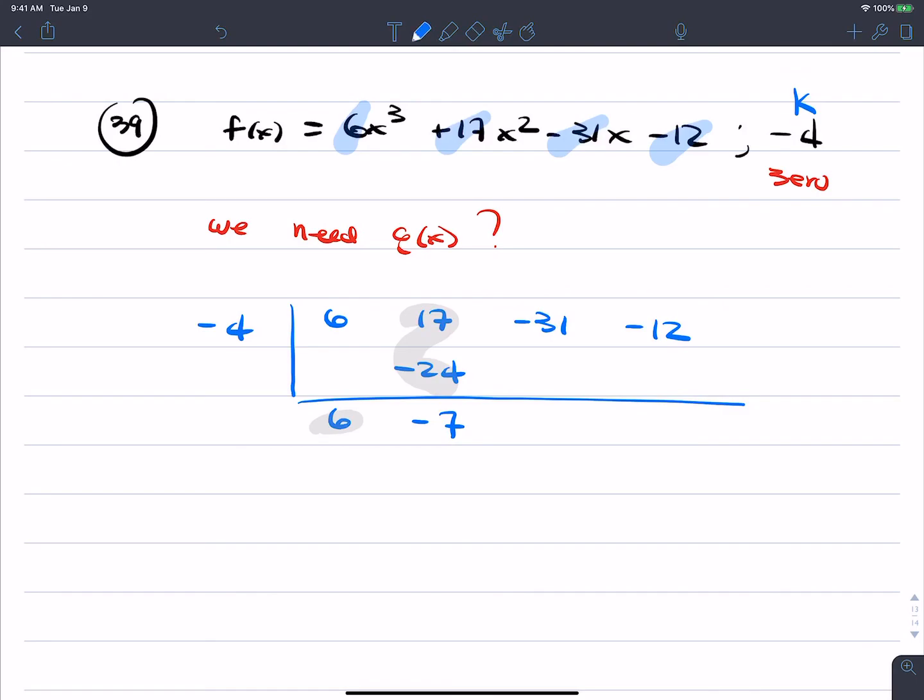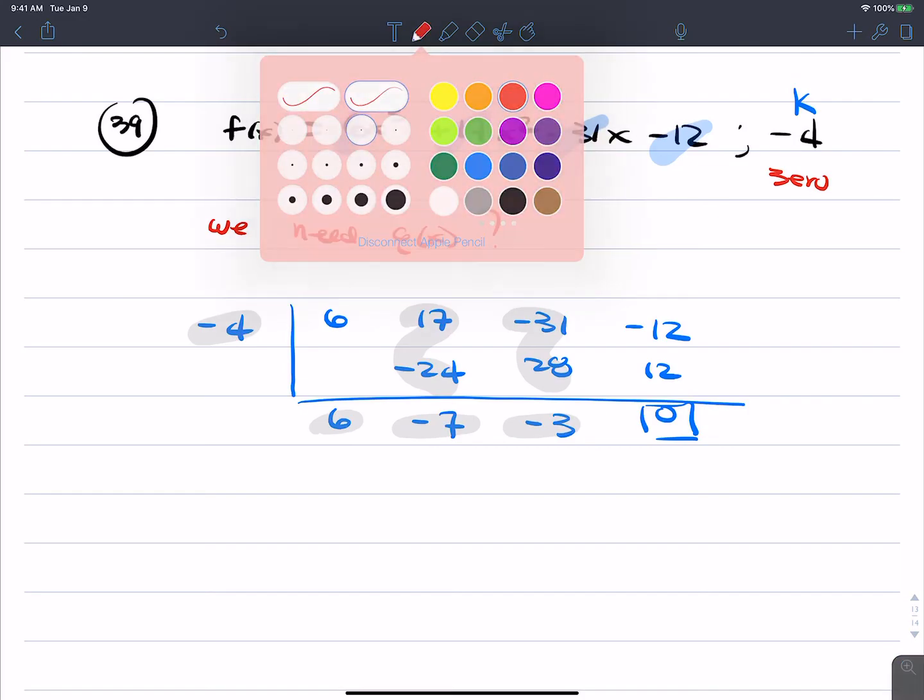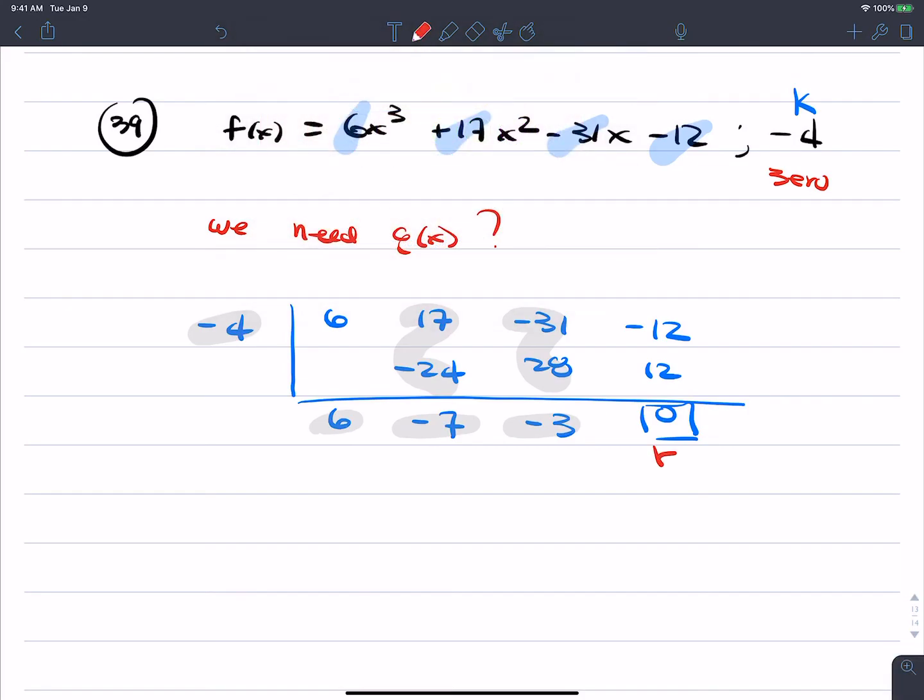And you repeat your process. Negative 4 times negative 7 gives you 28. Negative 31 plus 28 gives you negative 3. You just repeat your process. Negative 4 times negative 3 is positive 12, and sure enough, like we knew, my remainder was 0. But we knew that because they told us in the first place. When we use negative 4, we'll get that 0 remainder.